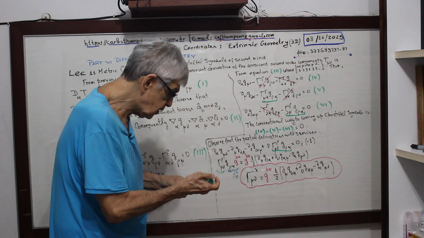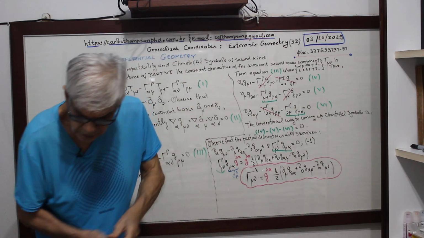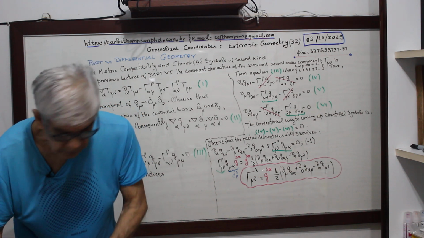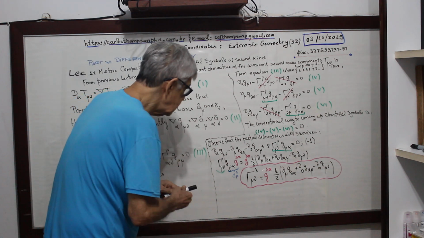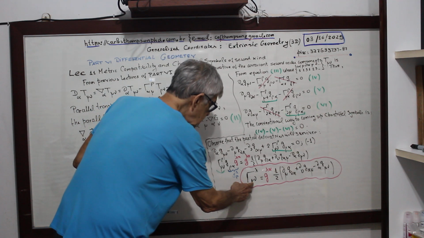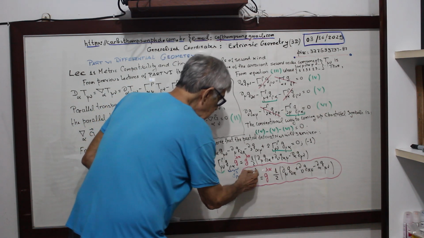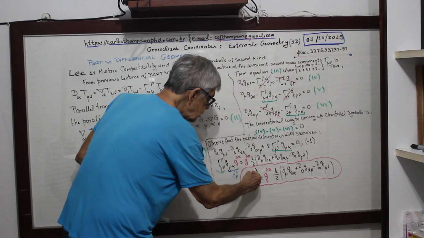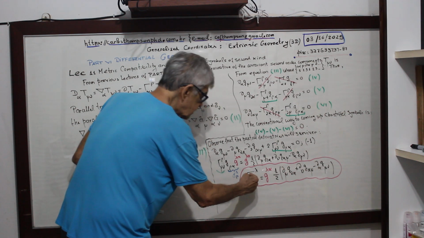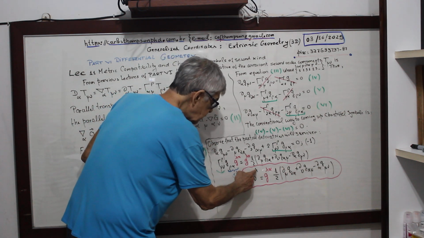Attention now. It's clear, but I will repeat. μ, ν, and λ are free indices. This one is upper.